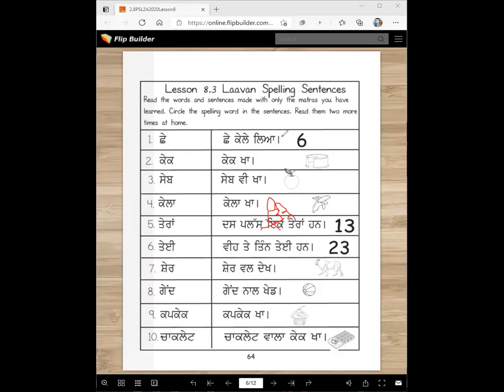Das plus thin, tera han. Te, vi te tin, te han, te is 23. Share, share val dek. Gained, gained nal khed. Cupcake kha. Chocolate, chocolate wala cake kha. So this is a mistake, make sure you fix. I'm sorry if you're confused.